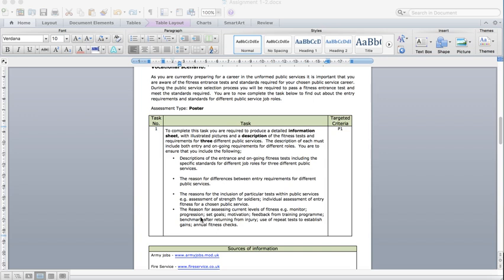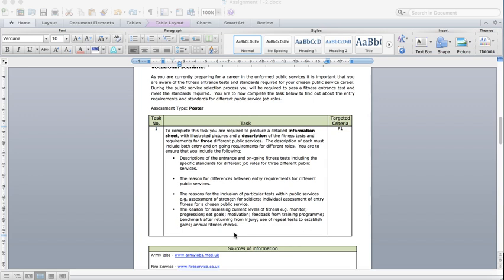And then I want you to talk about the reasons for assessing current fitness level. Is it to monitor progression, set goals, motivate, feedback from training programs, benchmark after returning from injury, use of repeat testing to establish gains, annual fitness checks? What are the reasons and why? I want you to base that on the brief.